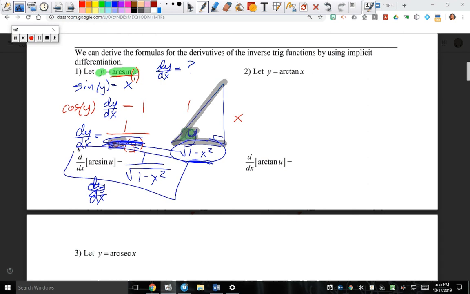Would you want us to rationalize that? Nope, that's perfect. And that's one of the first of 6 that you're going to memorize.